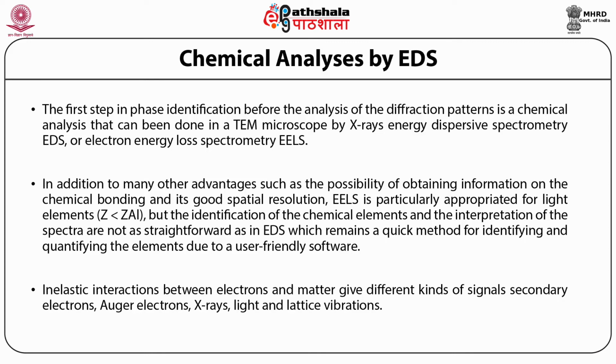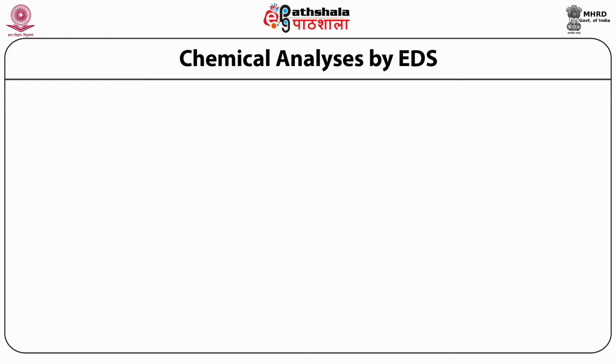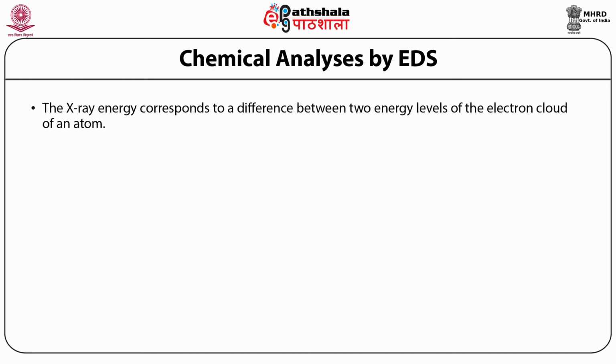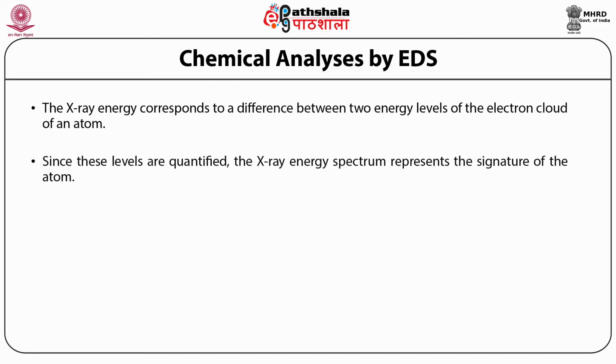Inelastic interactions between electrons and matter give different kinds of signals: secondary electrons, Auger electrons, X-rays, light, and lattice vibrations. The X-ray energy corresponds to a difference between two energy levels of the electron cloud of an atom. Since these levels are quantified, the X-ray energy spectrum represents the signature of the atom.